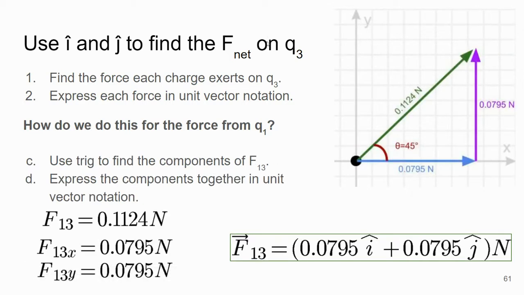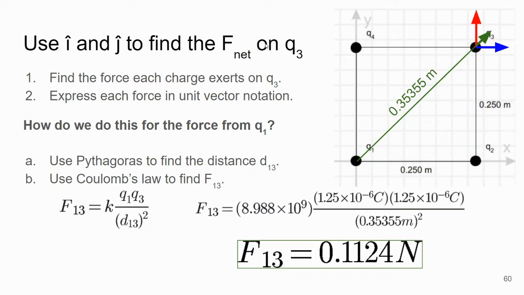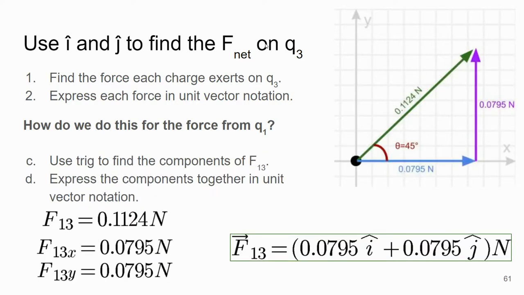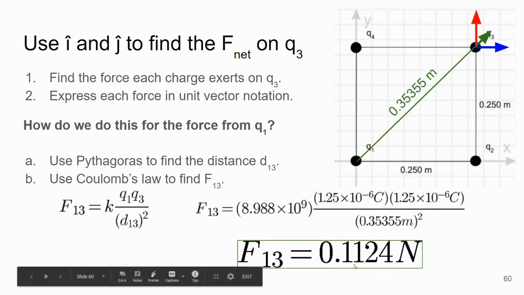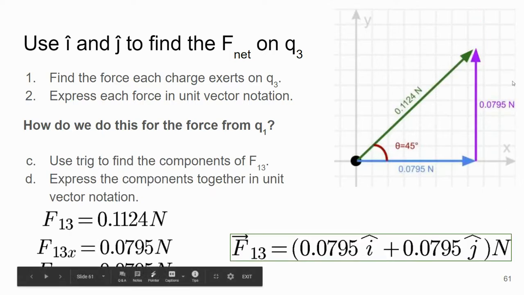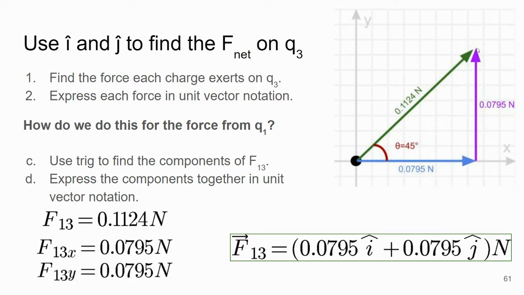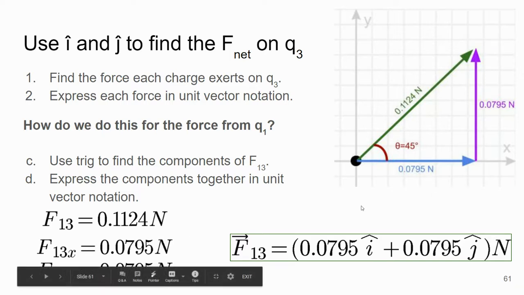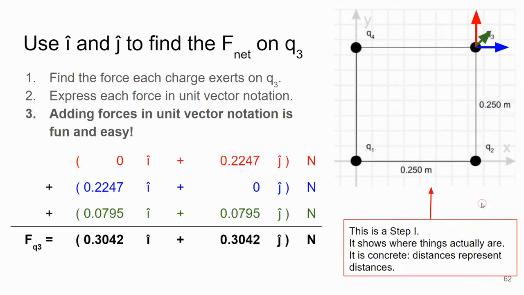Now we have to use trig to find the components of this. So in this case, it was fairly easy. It's fairly obvious that it's going to be at a 45-degree angle, which made this not so very difficult. But we started with this force. Again, here's our force, 0.1124 newtons. We needed to find the components of that force. How much of that is to the right? How much of that is up? So you do that. You have your components. You express it in unit vector notation.